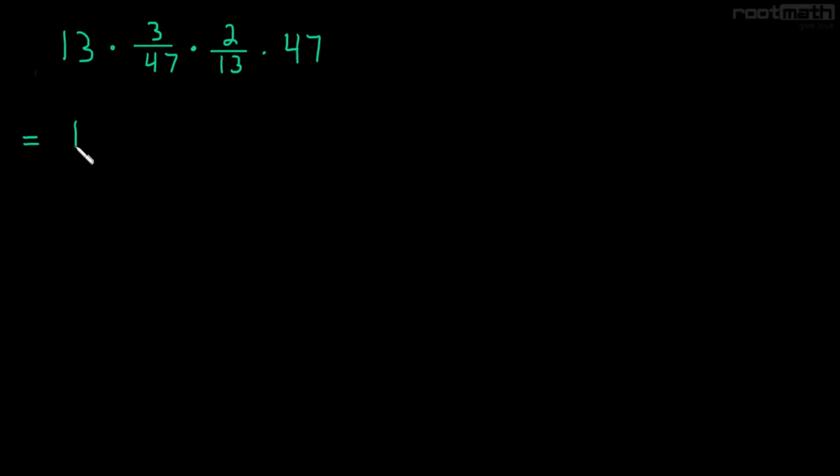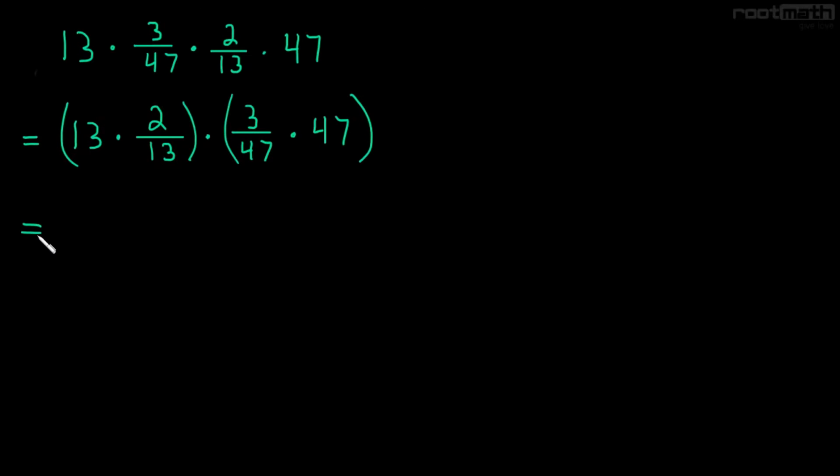So since multiplication is commutative, something we've already learned, we can rearrange this any way we want. So we'll rearrange it this way. Let's put the 13s together and the 47s together. Also, multiplication is associative, which means we can group it any way we want. So let's not only put them next to each other, but let's actually group them. And now we know the way fractions multiply. That's something we've already learned. 2 over 13 times 13 is just 13 times 2 over 13. We get something similar over on the right-hand side.